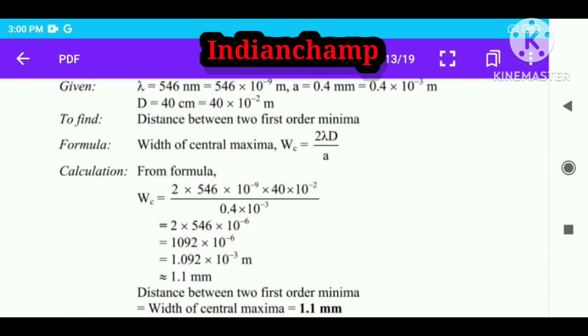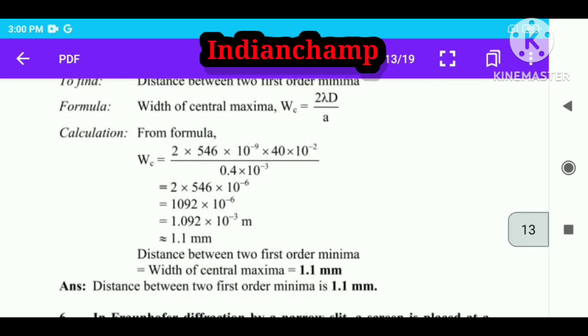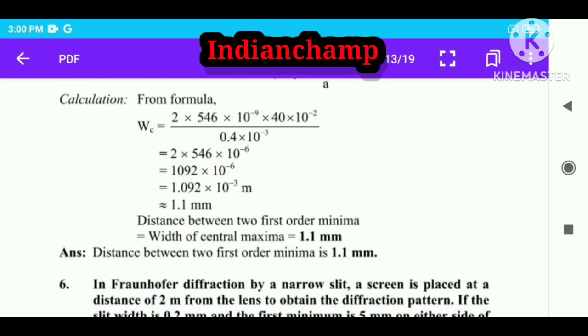Calculation from formula. W_c is equal to 2 into 546 into 10 raised to minus 9 into 40 into 10 raised to minus 2 divided by 0.4 into 10 raised to minus 3 is equal to 2 into 546 into 10 raised to minus 6 is equal to 1092 into 10 raised to minus 6 is equal to 1.092 into 10 raised to minus 3 meter, approximately 1.1 mm. The distance between two first order minima is equal to the width of central maxima, which is equal to 1.1 mm.